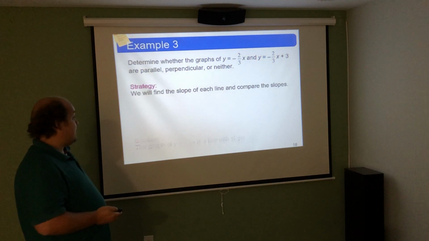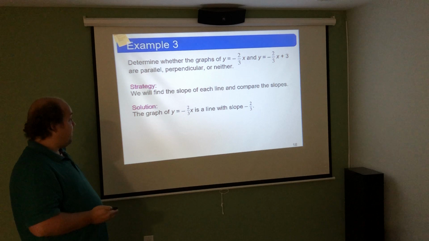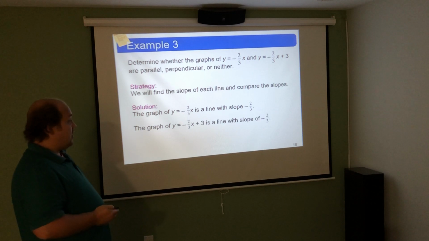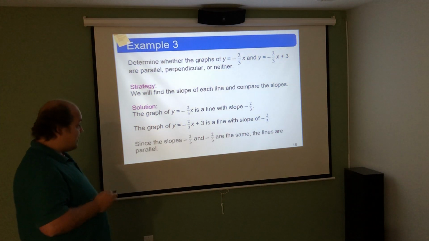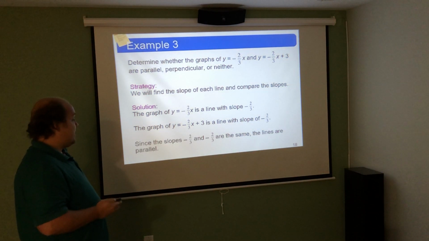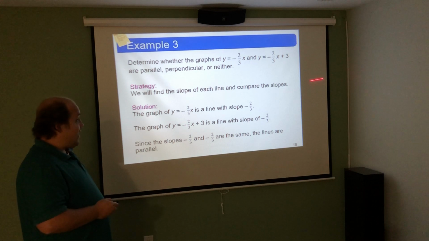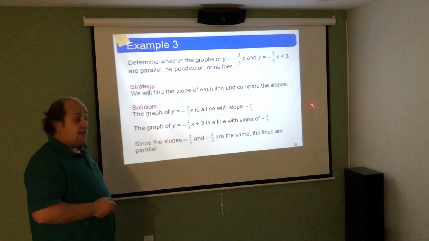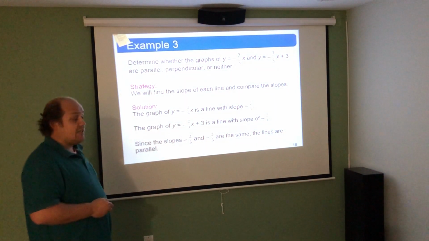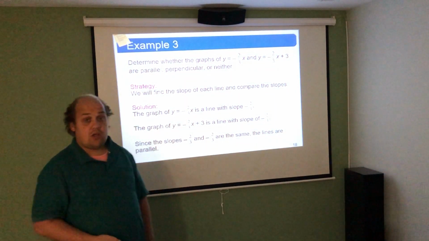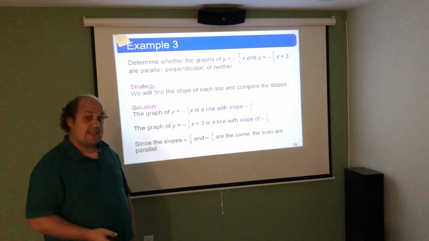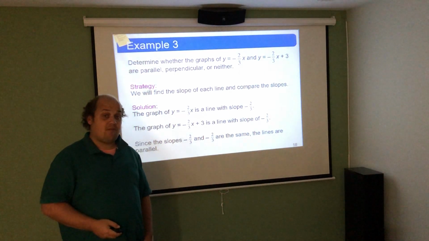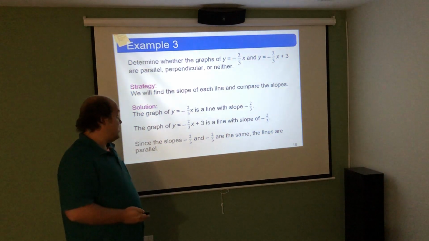So if we're going to find the slope of each line, for the first line the slope is negative 2/3. For the second line the slope is negative 2/3. For that reason, the same slopes means that the lines are parallel. If I had gotten negative 2/3 here and positive 3/2 here, negative 2/3 times positive 3/2 would give me negative 1, which would mean I'd say they're perpendicular lines. If they're not exactly the same and they don't multiply to give me negative 1, then I would say neither is the correct answer.